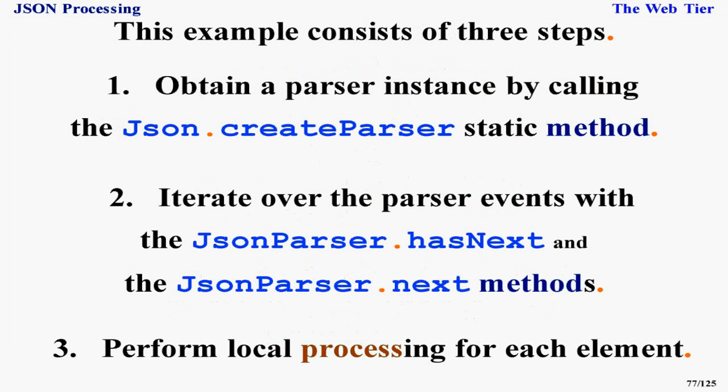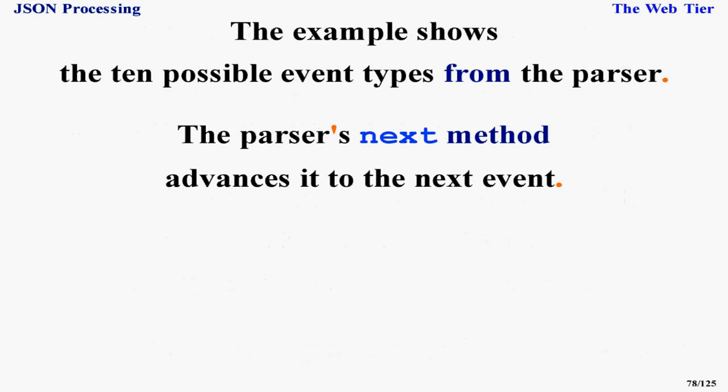This example consists of three steps. 1. Obtain a parser instance by calling the Json.createParser static method. 2. Iterate over the parser events with the JsonParser.hasNext and the JsonParser.next methods. 3. Perform local processing for each element. The example shows the 10 possible event types from the parser. The parser's next method advances it to the next event.